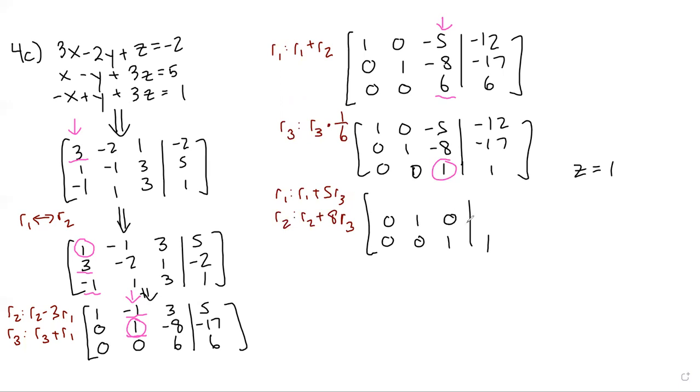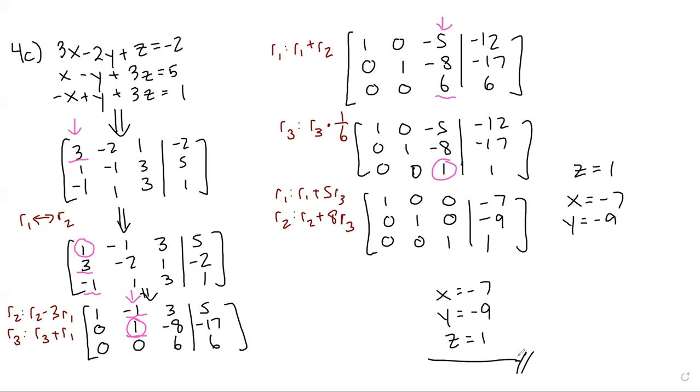I'm going to add 8 of it to wipe it out, and that should give me -9. And I'm going to add 5 of it here, which is 1, 0 plus 0. -5 plus 5 is going to wipe that out, and then I will get -7 there. And so that's going to give me that y is -9, x is -7, and so that's my solution. And we're done.